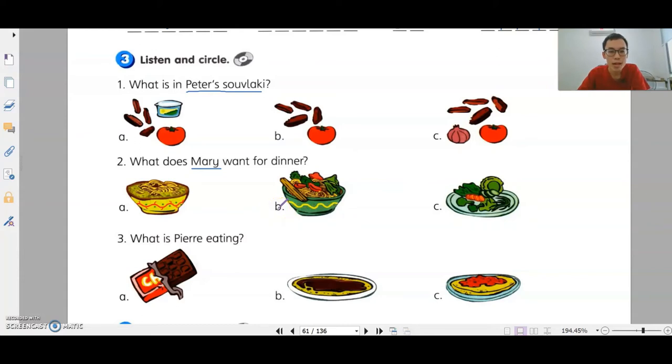What's in your souvlaki, Peter? There's meat, yogurt, and tomatoes too. Are there any onions? No, there aren't. I don't like onions.